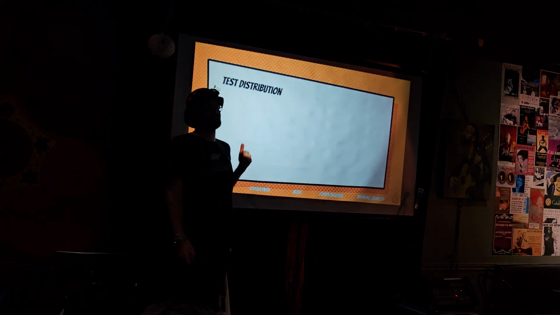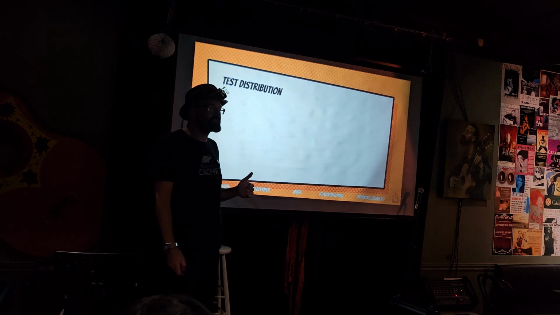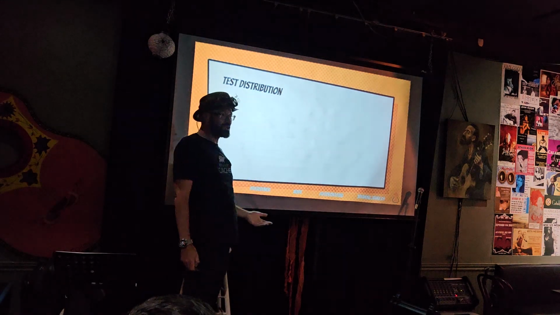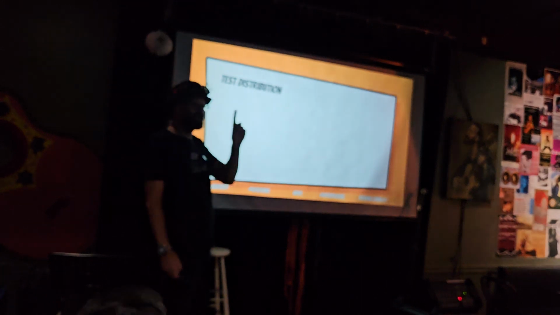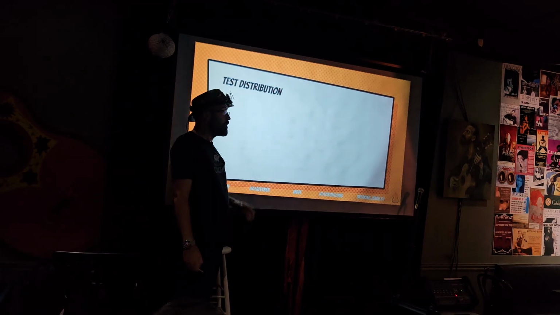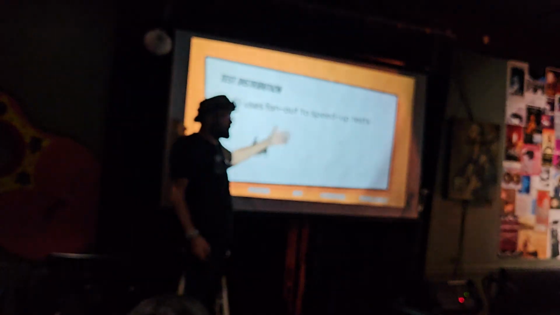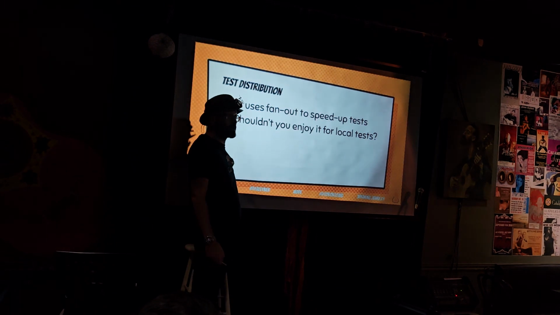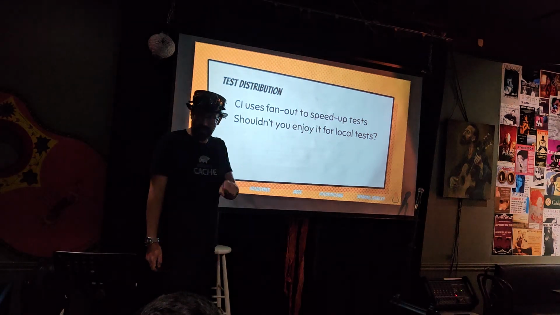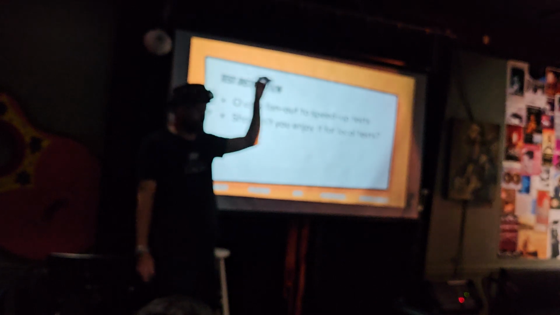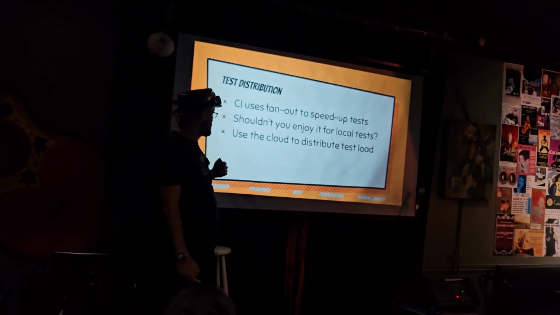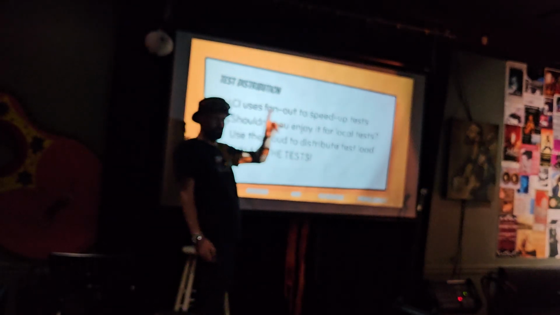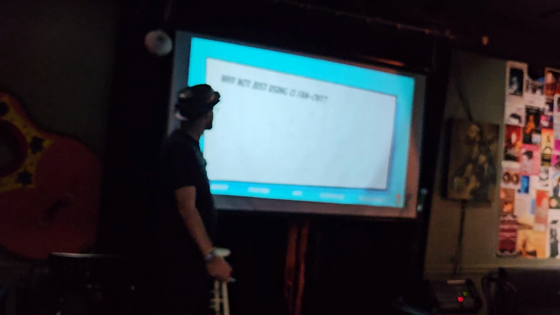How about we utilize even more processors? You know who has more processors? The cloud. The cloud has all the processors. So we can run our tests, local tests, not CI, in the cloud. CI does it forever. It does the fan out, it spins agents, it runs the tests, great. But you should enjoy it for local tests. Your local build should be able to throw the tests out to the cloud and then just collect results. You should use the cloud for distributing test load. And then you can run all the tests that need to be run. No more, but definitely not less.